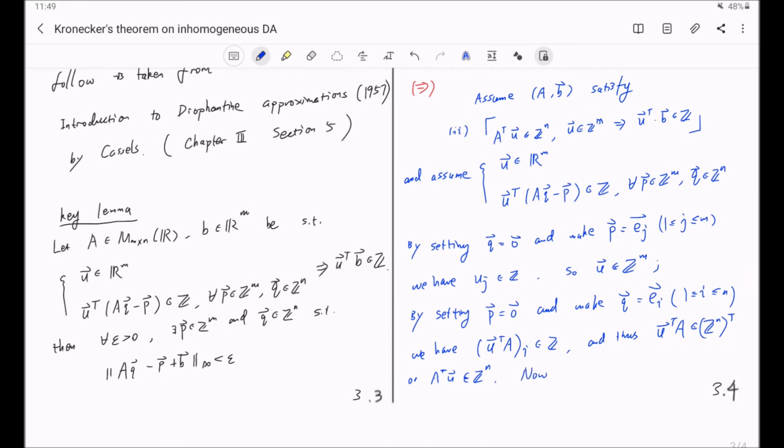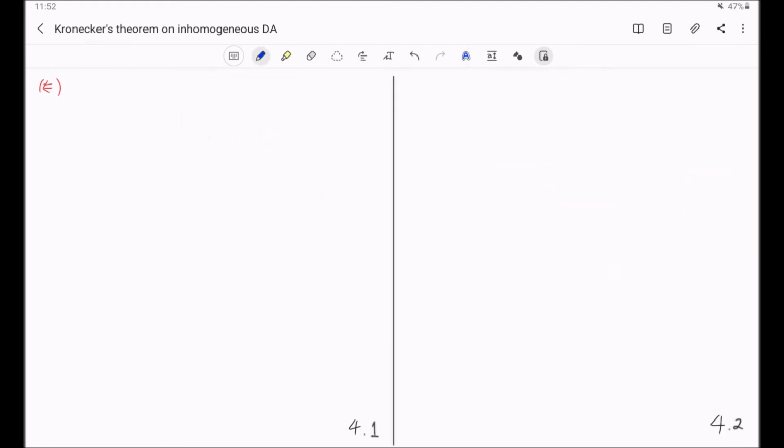Now, by the statement number 2, you conclude that u transpose b is in Z. So, by the key lemma, you have the number 1 of the Kronecker theorem. That finishes the forward direction. The backward direction is actually easier.